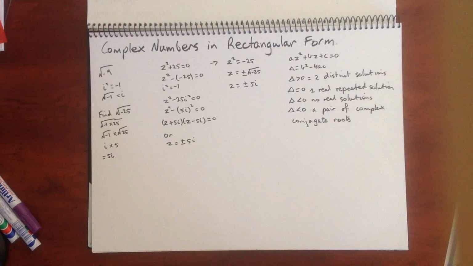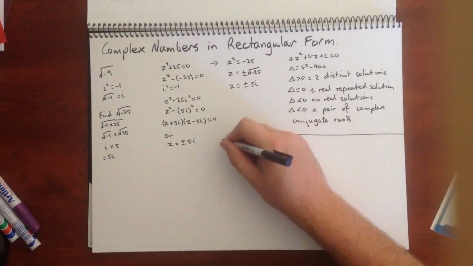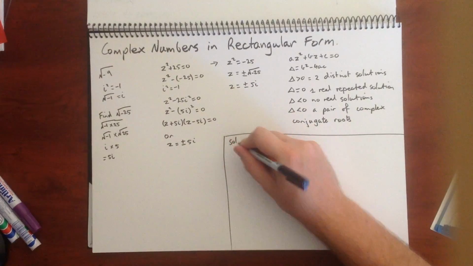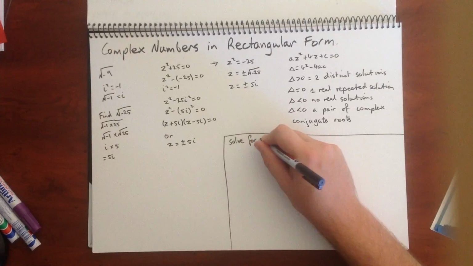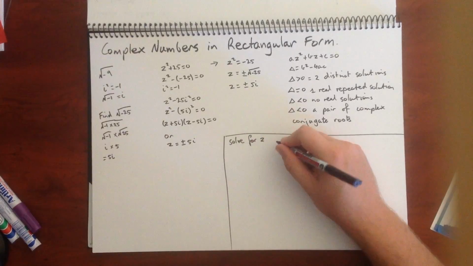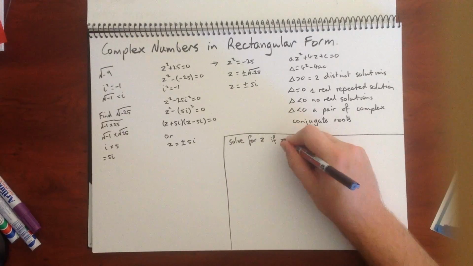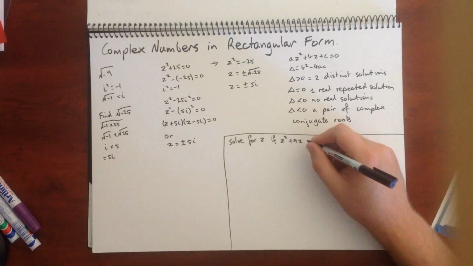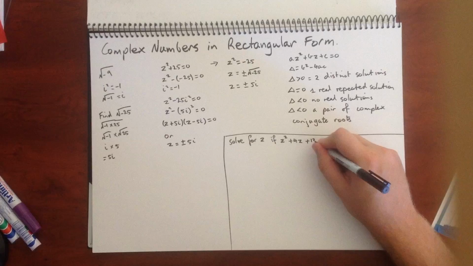Okay? So the discriminant is less than 0, we say we have a pair of complex conjugate roots. We'll actually look at doing an example of this to find out what those roots would be. So we've got a little example here. We want to solve for z if z squared plus 4z plus 13 equals 0.